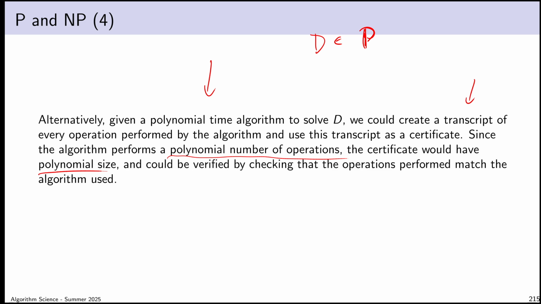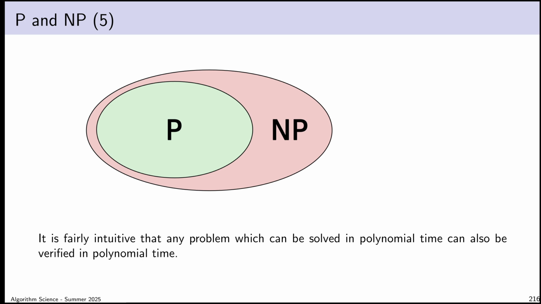I would argue that that is a way of verifying that the answer was correct, because if the algorithm was proven to work correctly and I verify that every operation was performed as it was supposed to be, that is a way of me verifying that the answer is true. And I think that is a non-trivial certificate. So there are two ways of justifying that P is a subset of NP. But as I said, I think it's fairly intuitive that if I can fully solve a problem in polynomial time, unsurprisingly, I can also verify the answer in polynomial time.